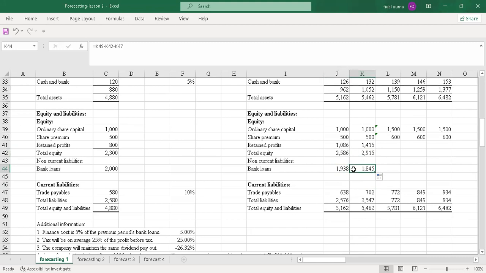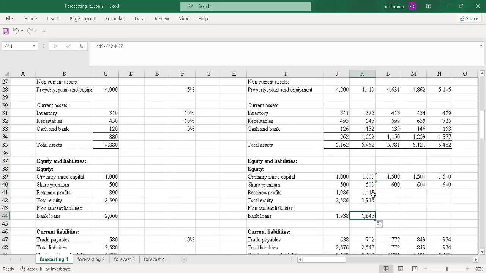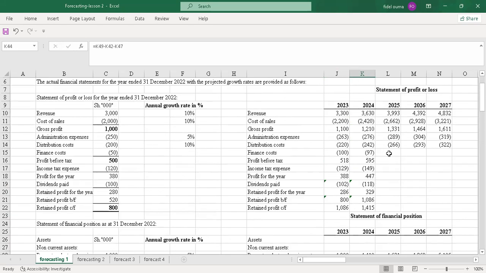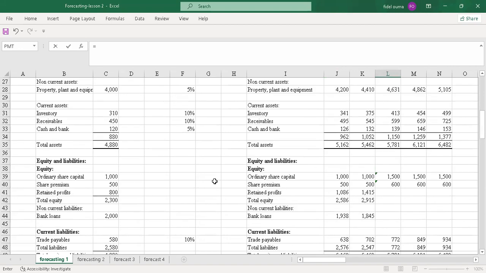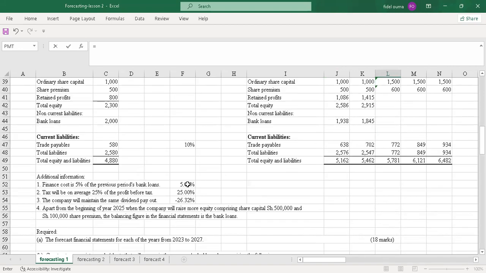When I click here, you will realize that it's K49, which is total equity and liability, minus K42, which is total equity, then minus K47, which is trade payable. So the formula has been copied. Now that we have bank loans for 2023, I'll be able to get the finance cost for 2024. So I'll pick the finance cost, which was 5%.